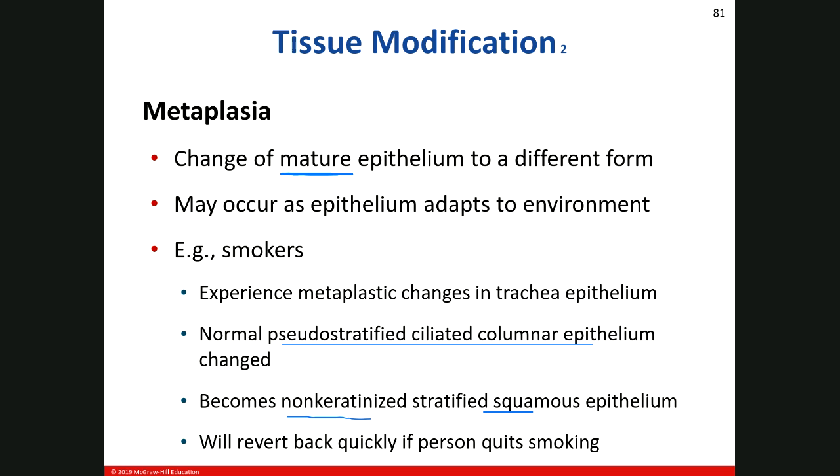And it does that, as we know, because keratinized stratified epithelium is a protective type. Any type of stratified epithelium is protective. So it transitions into that, and it'll stay as long as that person smokes. The crazy thing is, once they stop smoking, it reverts back to the pseudostratified ciliated columnar epithelium.